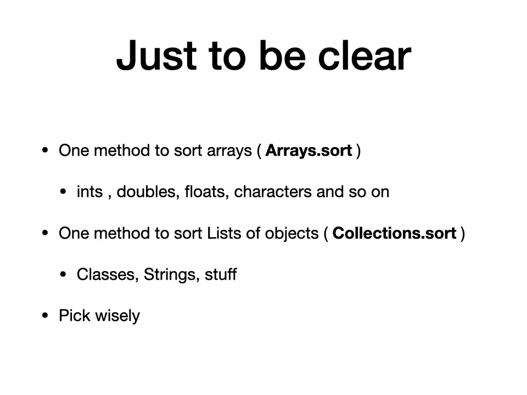So let's just be clear about this. There's one method to sort arrays, Arrays.sort, and that does ints, doubles, floats, characters, those things. And one method to sort lists of objects, and that's Collections.sort. They sort classes, strings, stuff like that. So you just have to pick which one depending upon which data structure you're using.